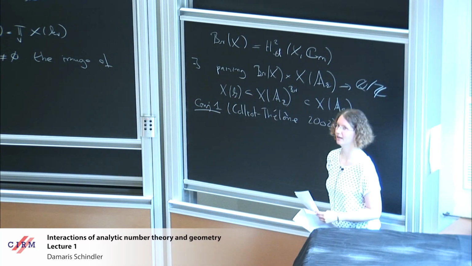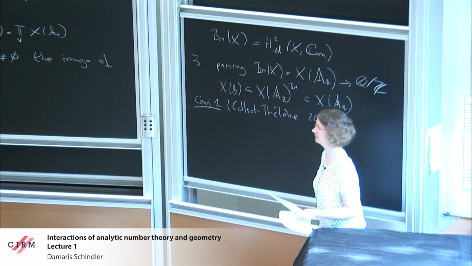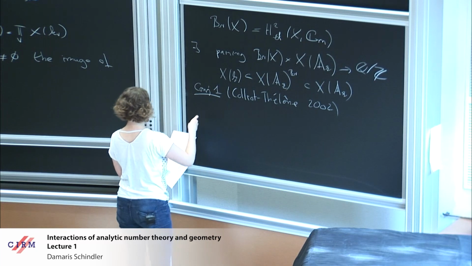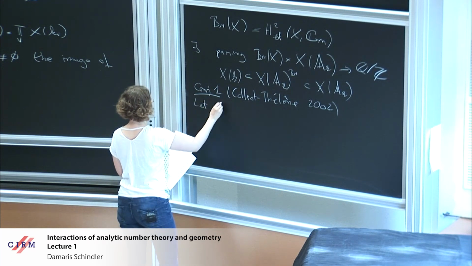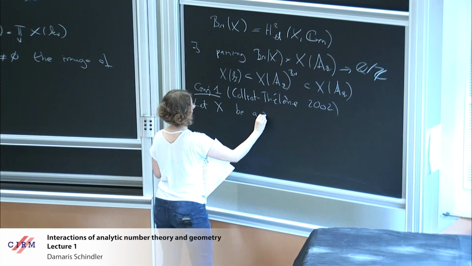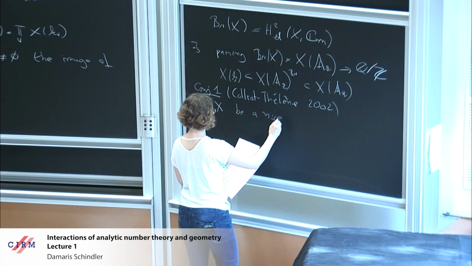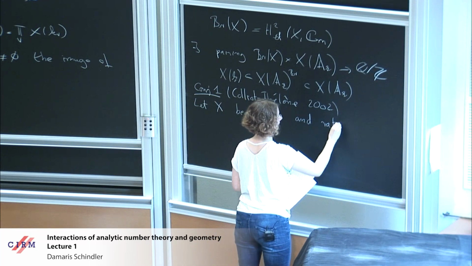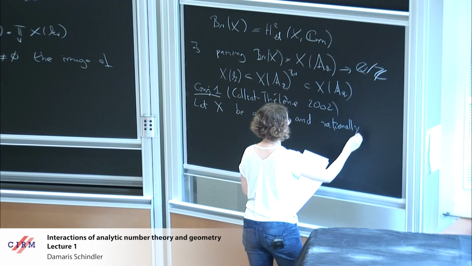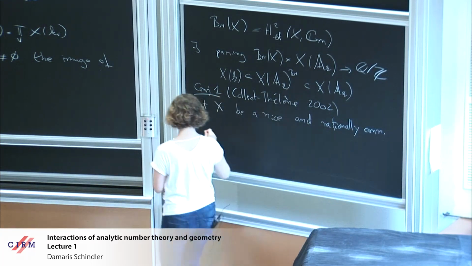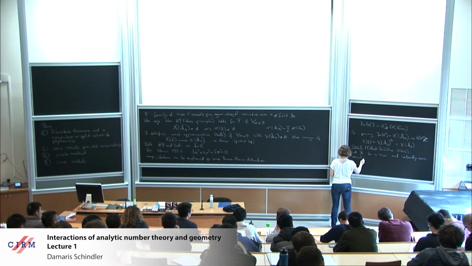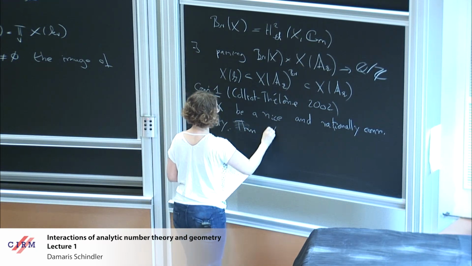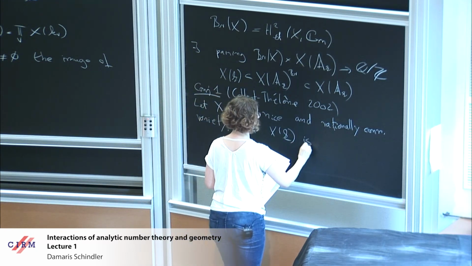And he came up with a class of varieties which behave nicely enough that you expect the Brauer-Manin obstruction to be the only one to the Hasse principle and weak approximation. The statement is: let X be a nice, smooth, geometrically integral projective variety which is rationally connected, for example Fano varieties. Then the conjecture is that the rational points are dense in the Brauer-Manin set.